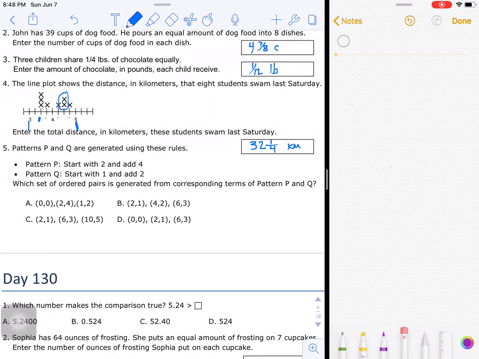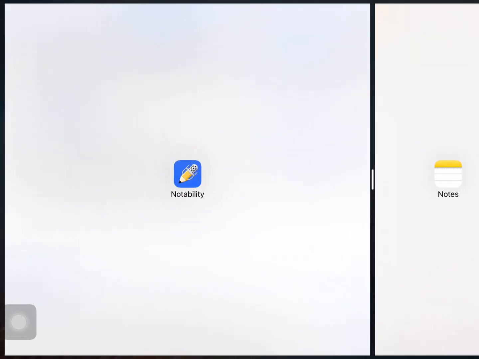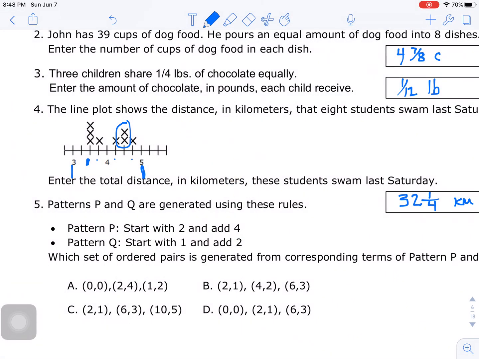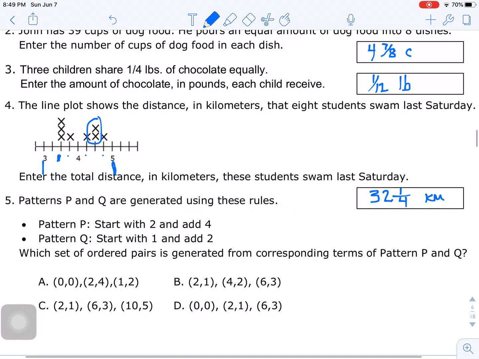Okay, let's take a look at problem number 5. Patterns P and Q are generated using these rules. Pattern P, start with 2 and add 4. Pattern Q, start with 1 and add 2. And then we're asked the question, which set of ordered pairs is generated from corresponding terms of pattern P and Q?